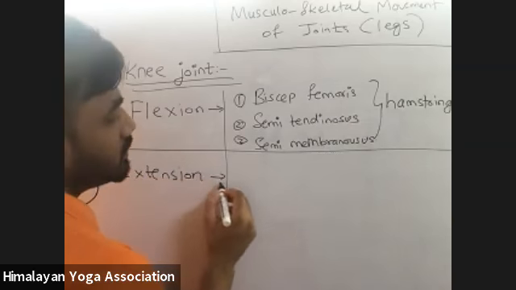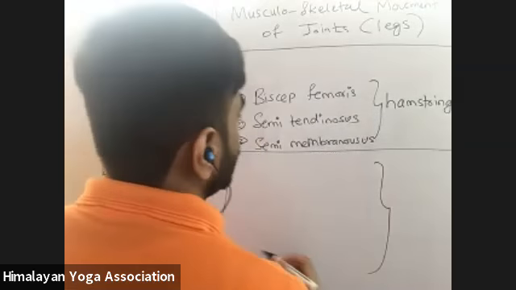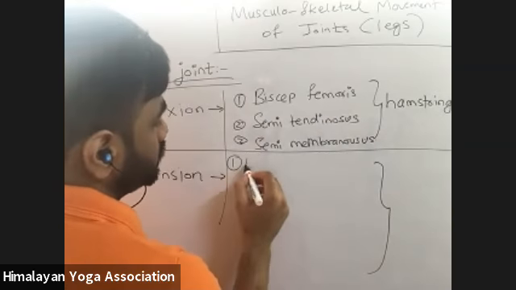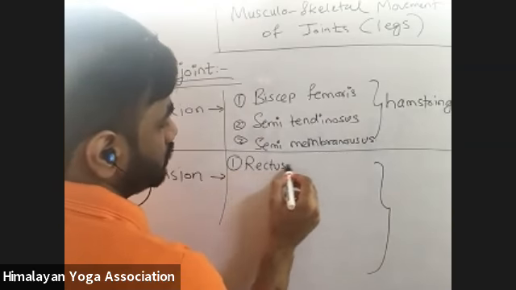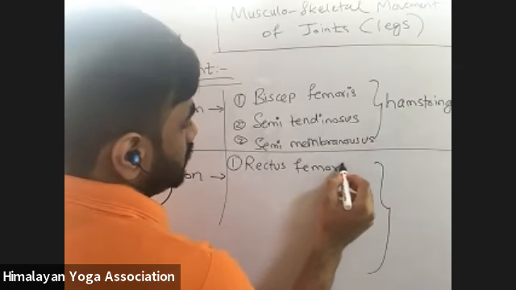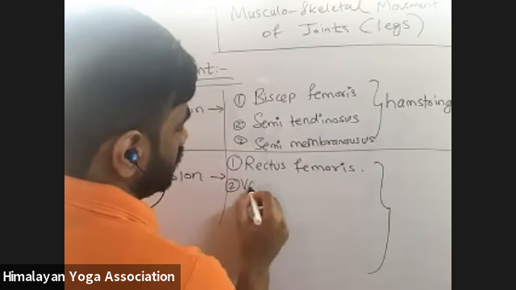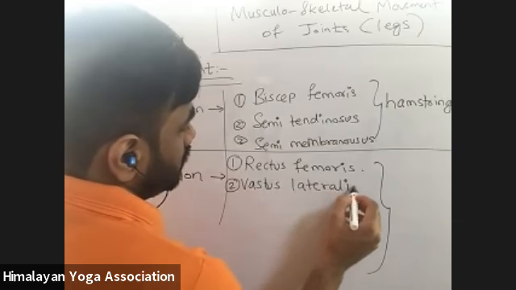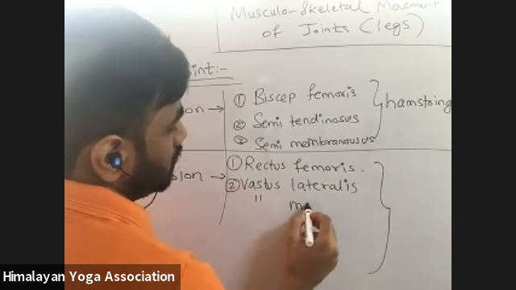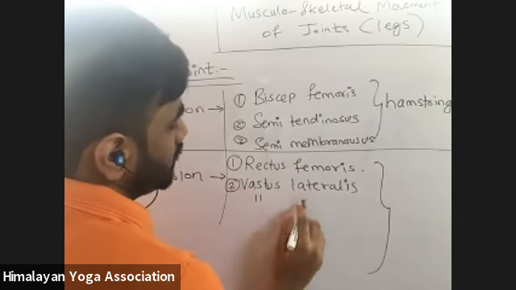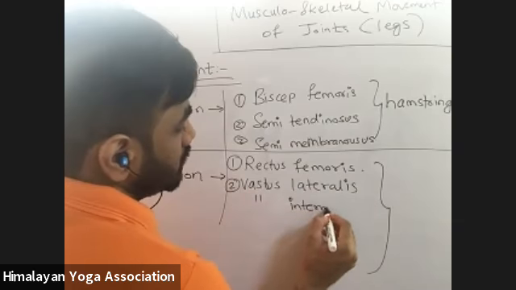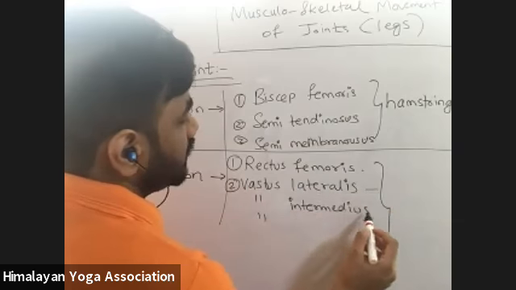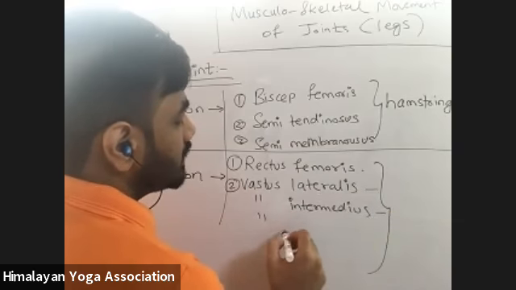What is the knee extension movement? Can you tell me the 4 muscles of the quadriceps? The quadricep is rectus femoris, vastus lateralis, vastus medialis, and vastus intermedius. So vastus lateralis, then intermediate and medial. So from the lateral side, then in the mid and in the medial side.